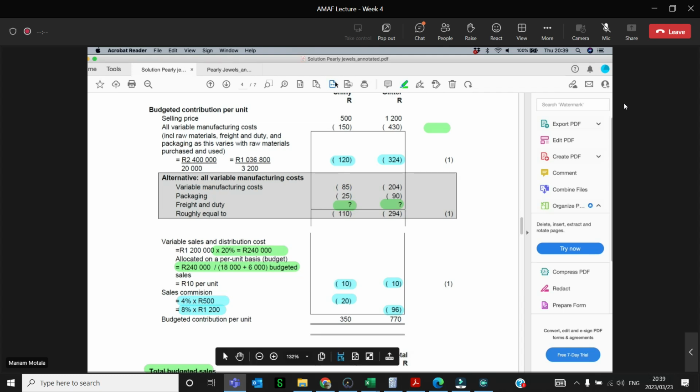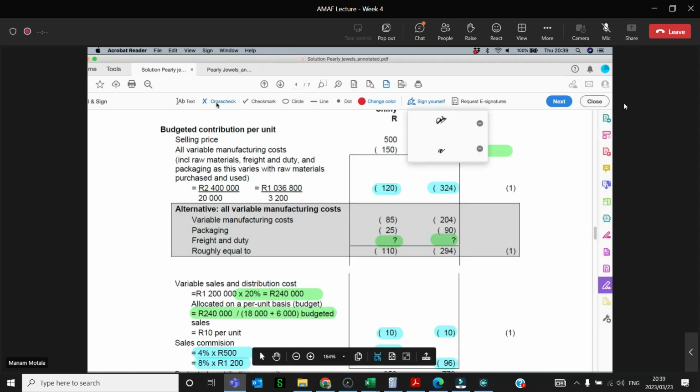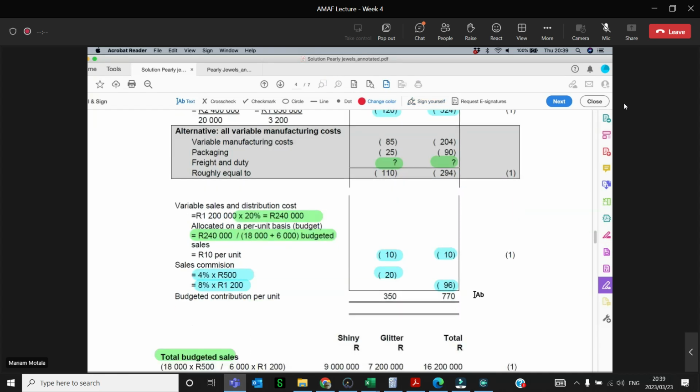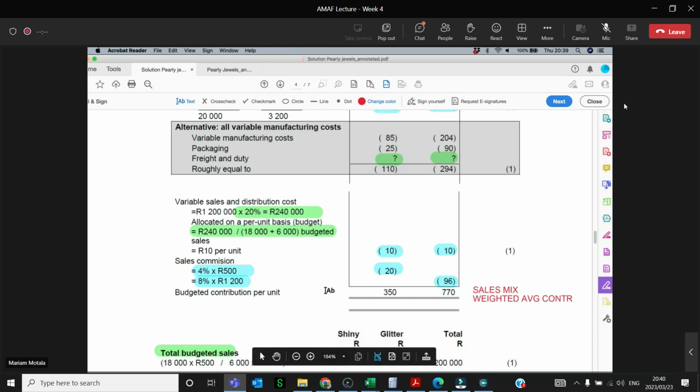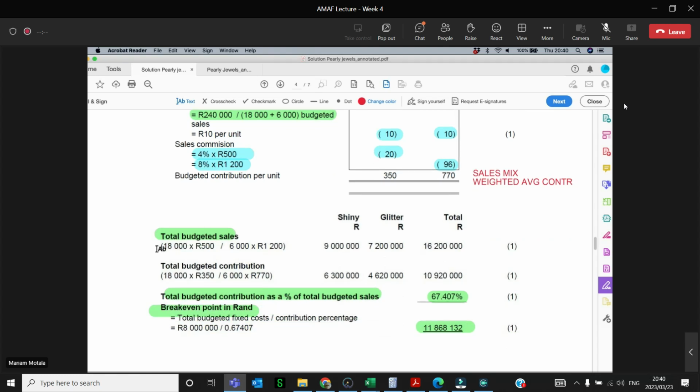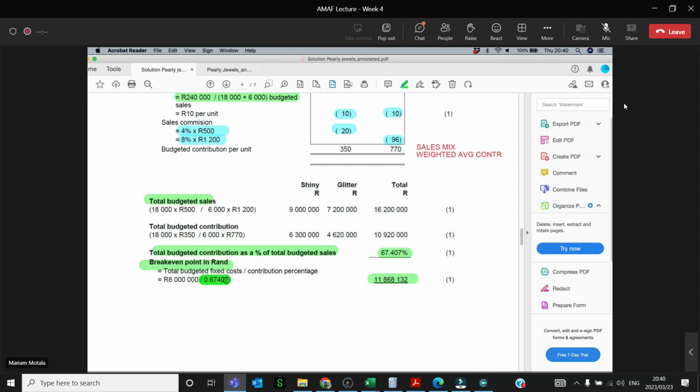And then what must we do at this point? What do we need to apply at this point? This is where we needed to apply what? Our sales mix and come up with the weighted average contribution. That's what we needed to arrive at. Alternatively, you could have taken the total budgeted sales, could have taken the total budgeted contribution, and you can come up with a contribution ratio. And if you take your fixed costs and you divide your fixed costs by your contribution ratio, you will come up with your break-even point in rand terms.